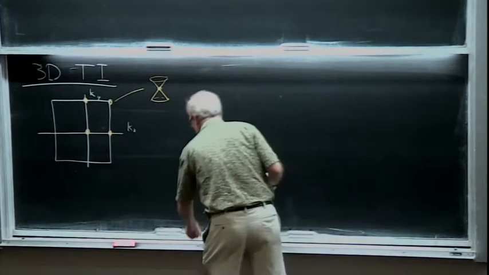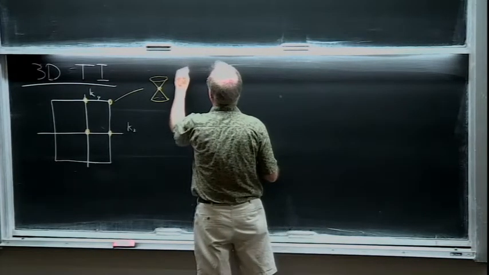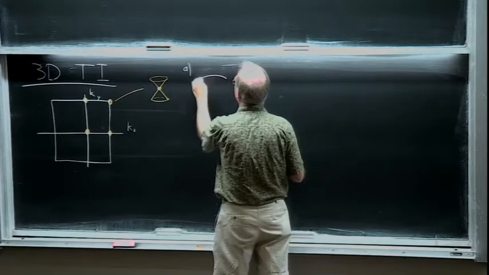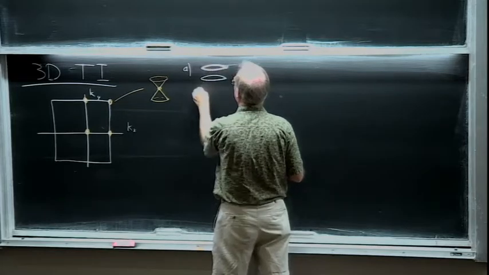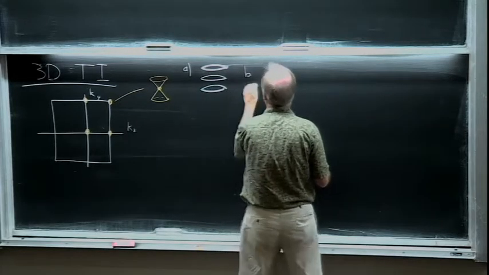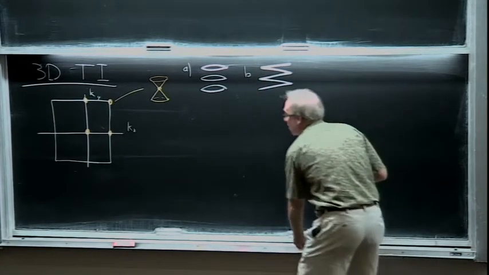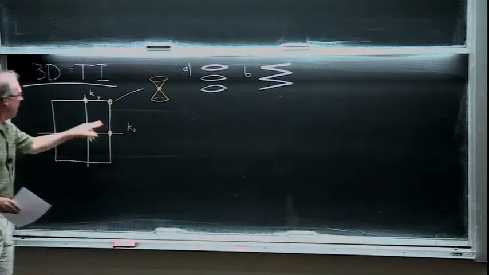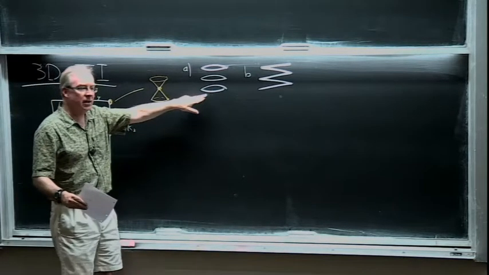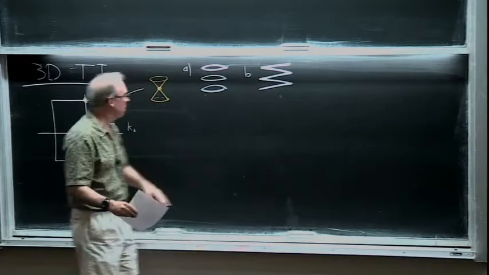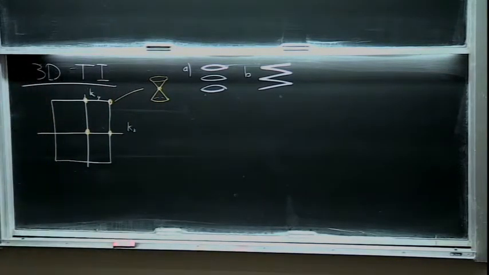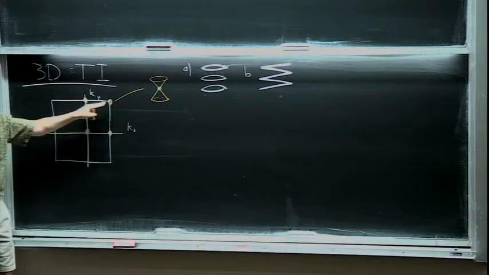Last time we saw there were two possibilities. They could connect this way, or they could connect like that. If you look along any of these pairs, the picture is going to look like either this or this. So it's a little bit richer than the two-dimensional case, where the edge only had two time reversal invariant points. So maybe you can see that there are more possibilities.